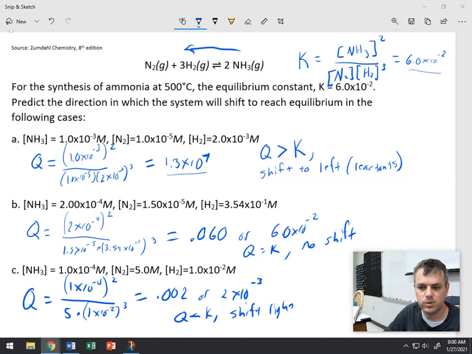So I hope this gives you a little bit of a better understanding about how the reaction quotient Q is calculated and what it's used for. And then tomorrow, we're going to use this to actually help us in solving some fairly complex equilibrium problems.